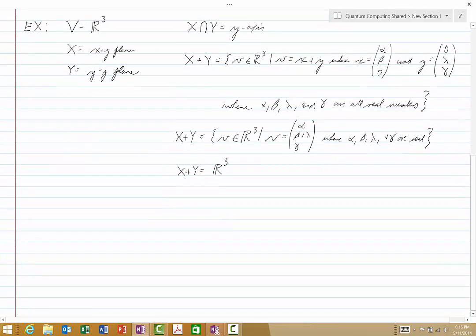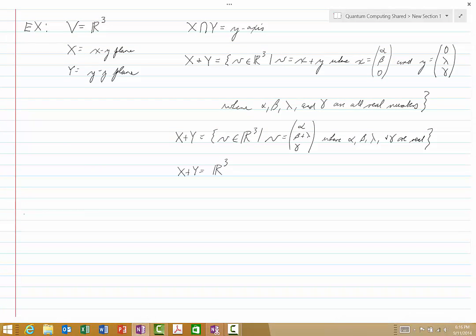Now let's look at another example. So we'll call this example 1. And now in example 2, again we'll have V equal to R3. And let's use the same X. So X is equal to the xy plane. And now we'll define Z, which is the z-axis.